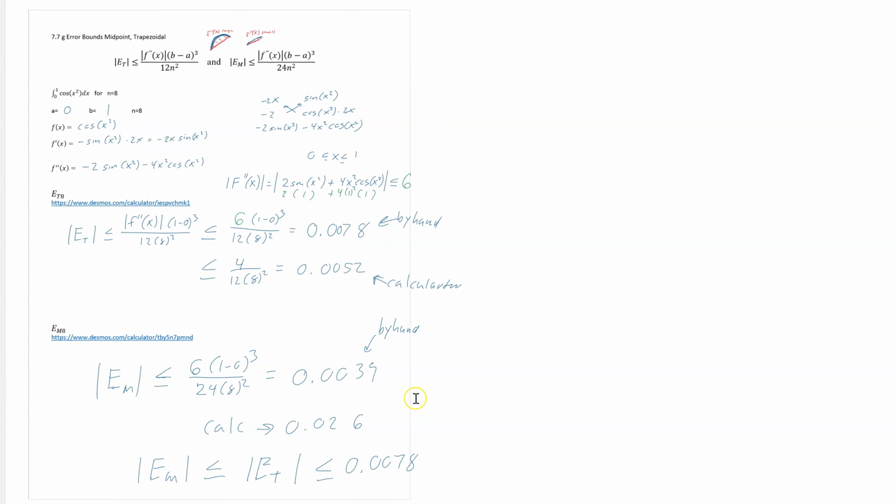So that would just be less than 0.0078 or 0.0052. Okay, one quick little fix here. That should have been 0.0026. And it should be smaller because this is our calculator, which is giving us a better estimate than this one would be. So it's giving us a smaller number than we would have had here, giving us a smaller error as well. So it should be 0.0026.